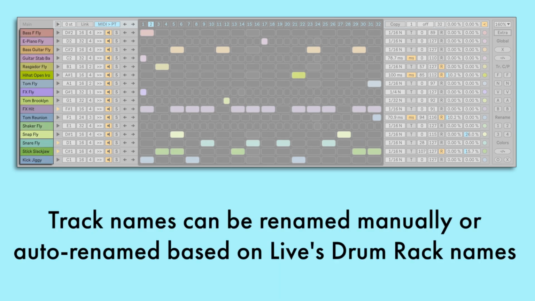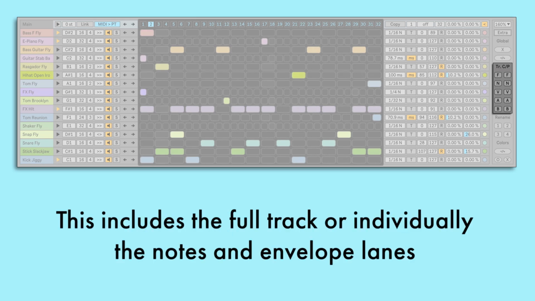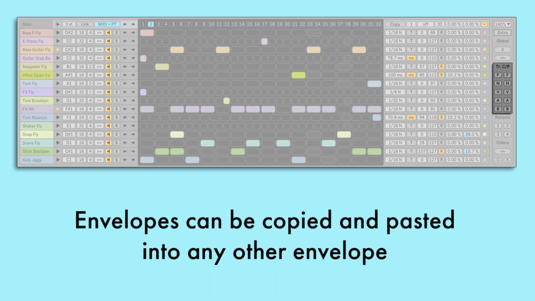Track names can be renamed manually or auto-renamed based on Live's drum rack names. Data can be copied between tracks. This includes the full track, or individually the notes and envelope lanes. Envelopes can be copied and pasted into any other envelope.